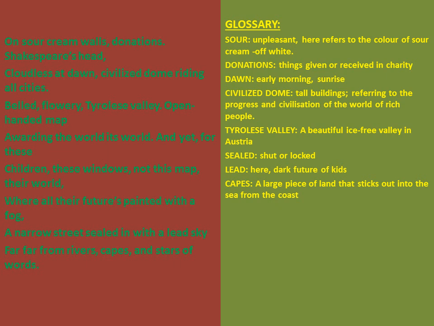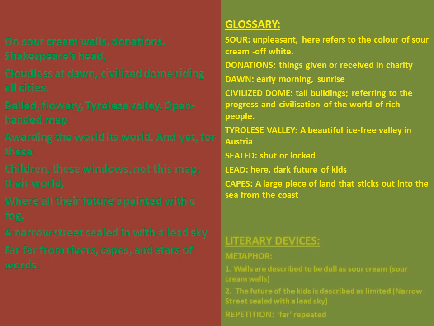Let's check the word meanings. Sour, unpleasant. It here refers to the color of sour cream, off-white. Donations, things given or received in charity. Dawn, early morning, sunrise. Civilized dome, tall buildings, referring to the progress and civilization of the world of rich people. Tyrolese Valley, a beautiful valley in Austria. Sealed, shut or locked. Lead, here lead refers to the dark future of kids or the students living in the slum. Capes, a large piece of land that sticks out into the sea from the coast.